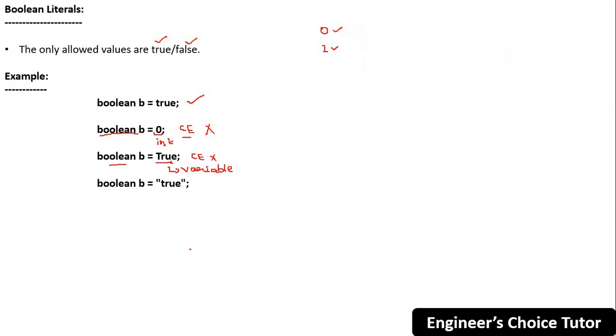Fine. And the last, Boolean b is equal to, in double quotes I am passing true. Whatever is in double quotes is of what type? String type. How can you assign a string type of value to a Boolean type of variable? You will again get a compile time error here. Invalid. Is it clear? I think this is pretty much clear to you.